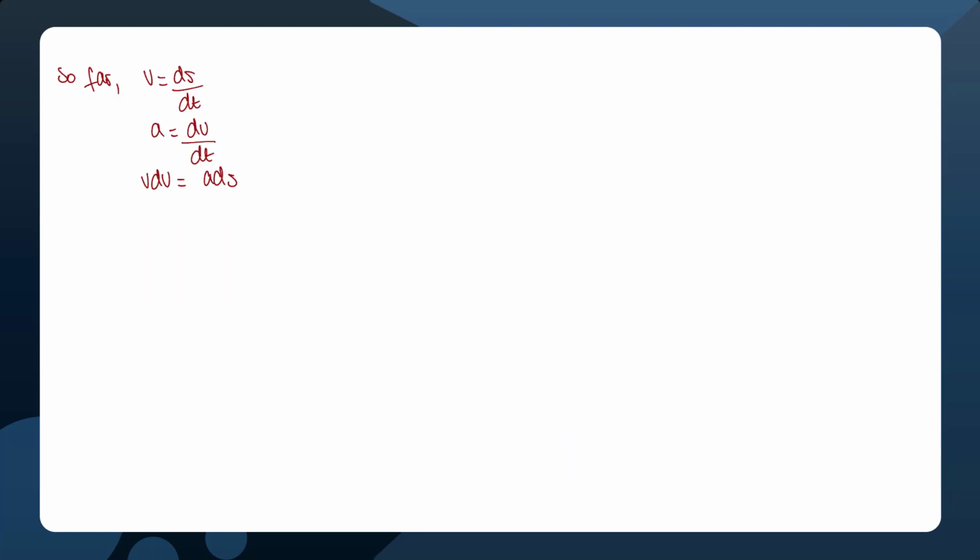So far we've seen three different equations. The first one is v equal to ds over dt. The second equation is a equals dv over dt. And the third equation is v dv equals a ds.